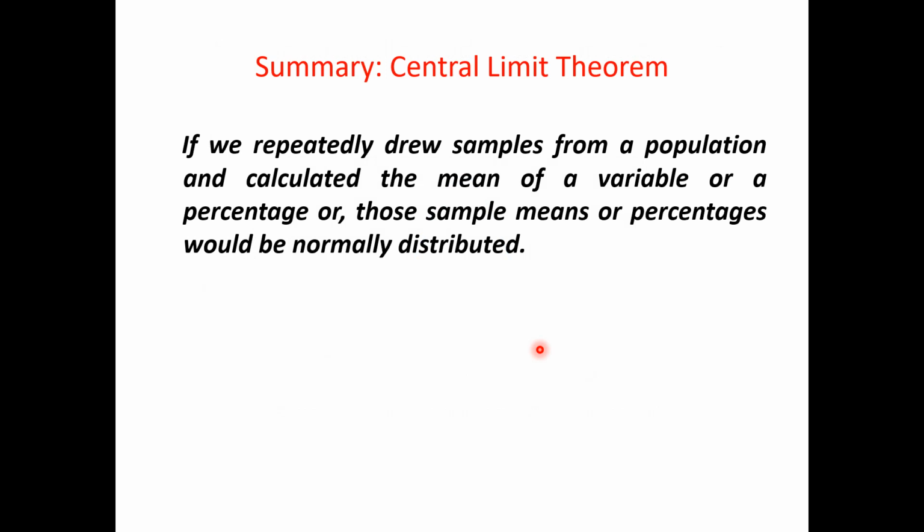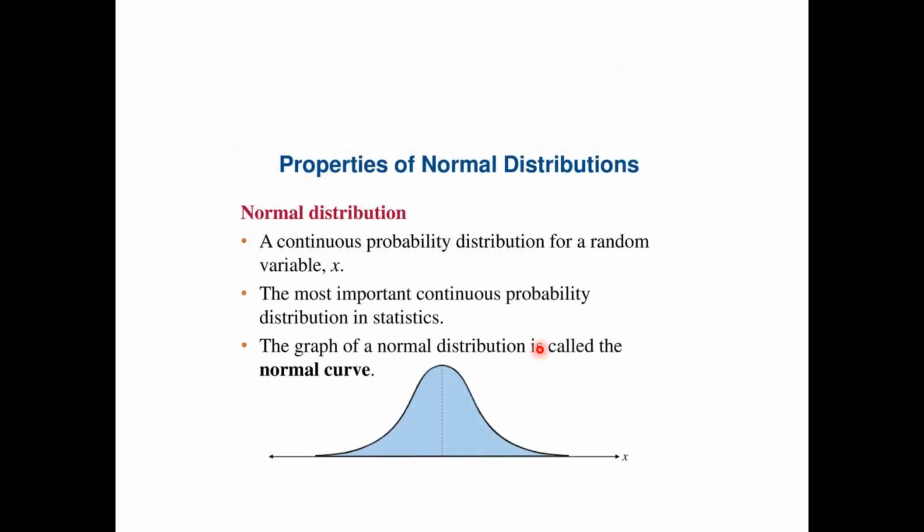What we would get is a normal distribution. The means will be normally distributed. So this is the central limit theorem. Now, what are the properties? Let's first understand the properties of a normal distribution.